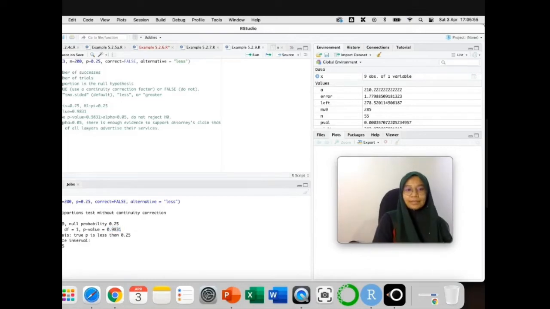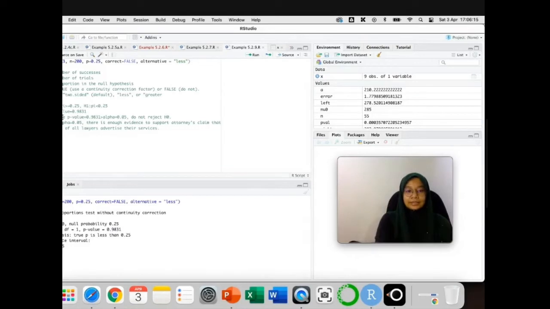Ni saya dah bagi. X is the number of success. N is the number of trials, your sample size. P is the proportion in the null hypothesis, 0.25. Okay. So, alternate two-sided default, less untuk left tail, greater untuk right tail. So, you get your p value 0.9831.